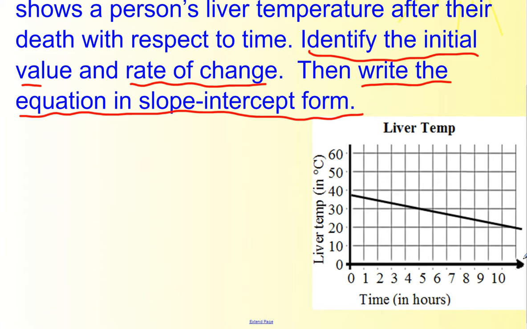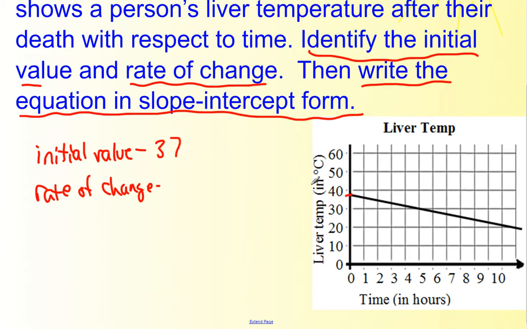Okay, so let's see here. So we're going to need to find our initial value, and we need to find our rate of change. So let's see, initial value is the y-intercept. So that is here. It's not 40, it's not 35, maybe call it 37 degrees Celsius.